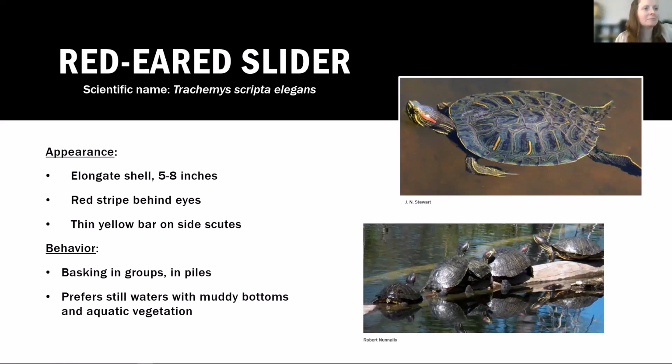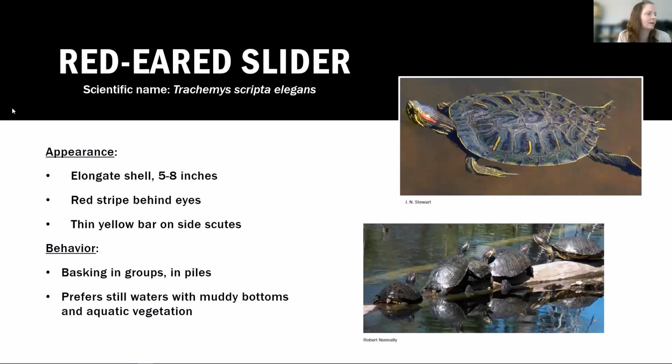That's a common pet, and it gets introduced to lakes and ponds when people don't want their pet turtle anymore. It's a medium-sized turtle that's distinctive from others because it has that red stripe behind its eye, so you couldn't confuse it with any other turtle because of that red stripe. And they do also have a yellow stripe on some of the scutes, or the raised areas on the top shell that you can see in that picture on the top right of the slide.